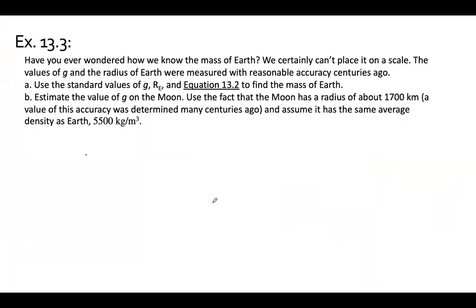This is example 13.3. We want to know the mass of the Earth. The values of G and the radius of Earth were measured with reasonable accuracy, so we use the standard values of G, R sub E, and the equation that I just pointed out to find the mass of the Earth. Let's go ahead and do this.